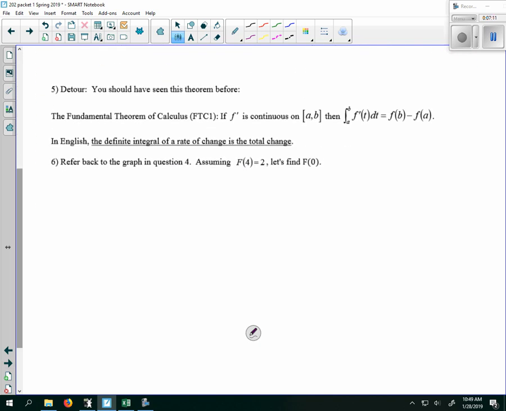Okay, so a little detour. Theorem you should have seen before at the end of Calc 1 is the fundamental theorem of calculus. It says that if f prime is a continuous function on the interval a to b, then the definite integral from a to b of f prime of t dt is just f of b minus f of a. So in English, it says that the definite integral of a rate of change is the total change. So referring back to the graph in question 4, they're telling me that f of 4 is 2, and I want to find f of 0.